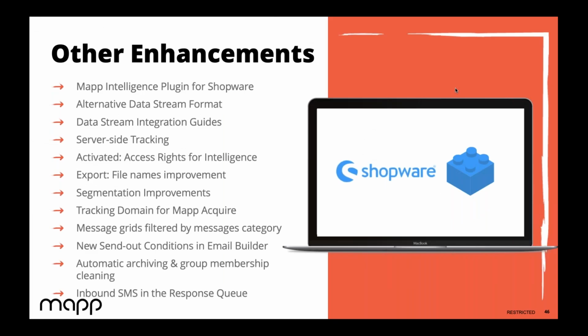Yes, then I'm also happy to announce some Intelligence features. Now we are coming to the smaller but not less relevant features from Mapp Intelligence tracking. We have, within the summer release, already announced the Intelligence plugin for Shopware. This plugin is now available from within Shopware itself and can be selected there. Previously, it was available on GitHub and could be integrated as a custom plugin.